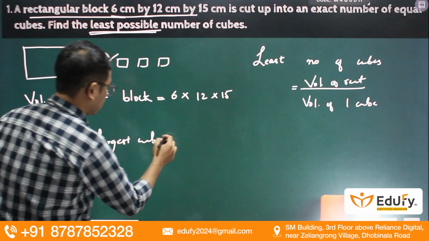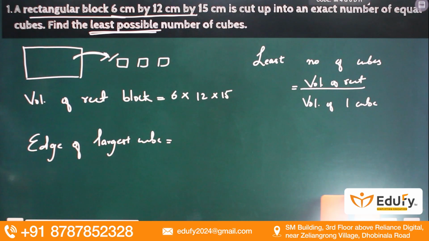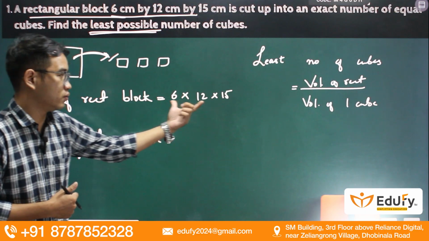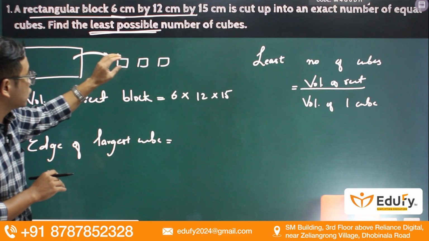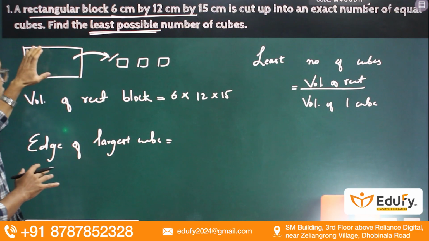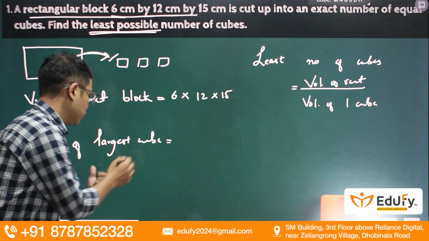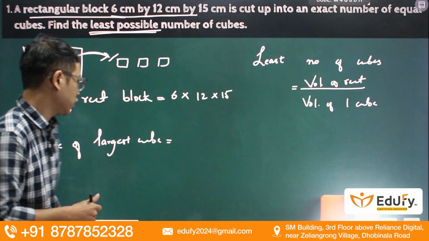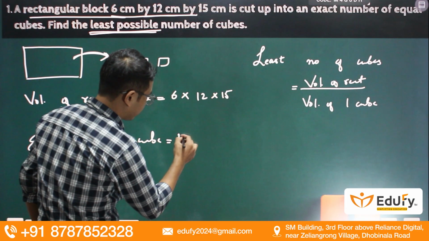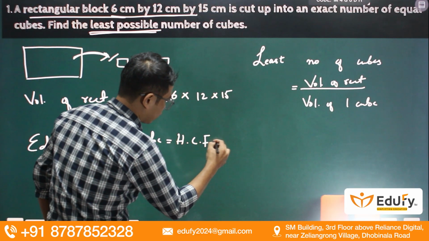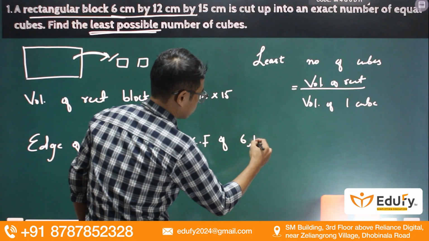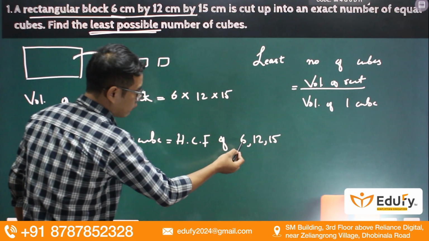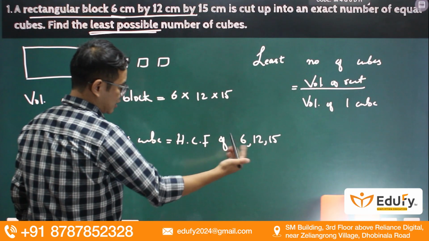Whenever the question says largest or highest, we have to find the HCF of the three numbers, because we are going to make these cubes from this block. When they say the largest cube, the edge of the largest cube, I need to find the HCF of these three. So the edge of the largest cube will be the HCF of 6, 12, and 15. These can all be divided by 3, so that is the highest common factor.